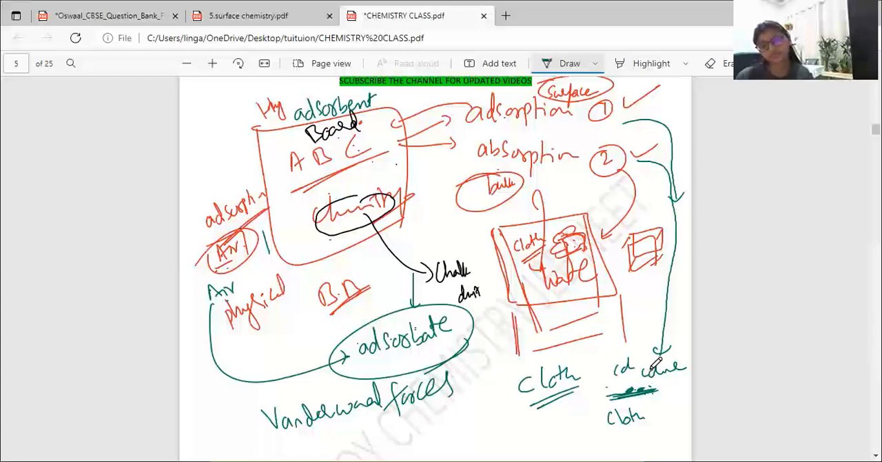If it is restricted to only the surface, that is perfectly adsorption. If it is going inside also, that is absorption also. So all absorptions are adsorptions, I can say. All absorptions are adsorptions, but not the reverse. Adsorption means only surface. Absorption means surface as well as inside also.